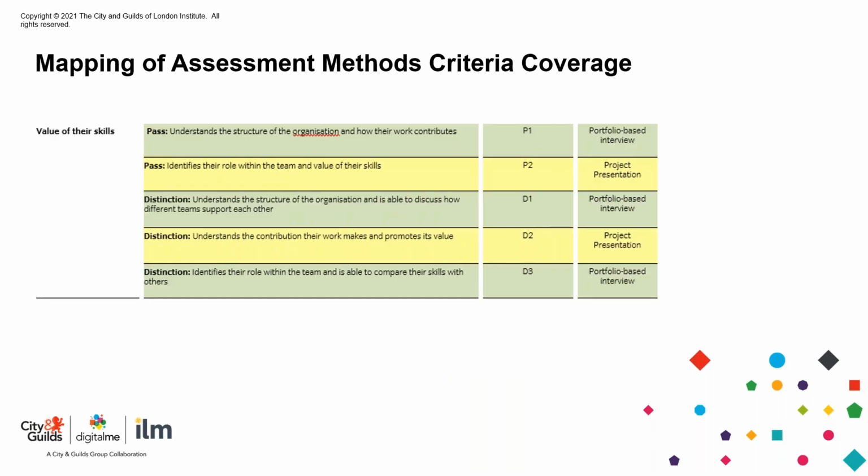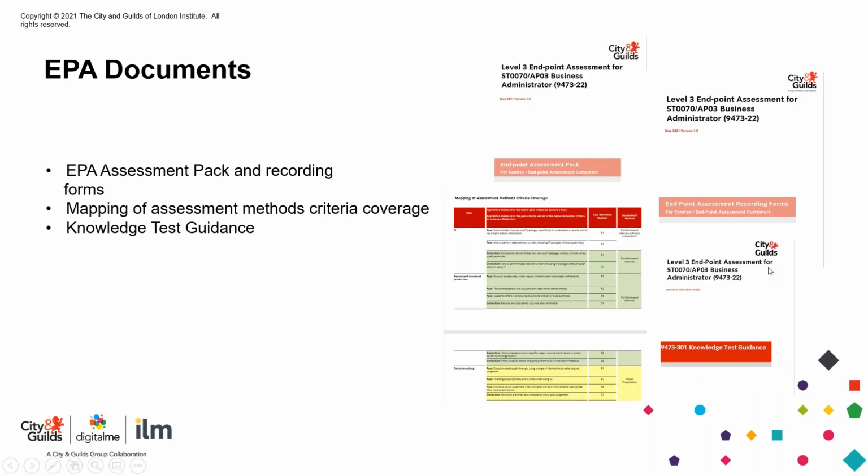If we have a look at the next module, which is value of their skills, this is another combination divided between two assessment methods. The portfolio interview will assess pass 1, distinction 1, and then distinction 3, while pass 2 and distinction 2, which are highlighted in yellow, will just be assessed as part of the project presentation. Again, in the previous webinar I went into a lot more detail.